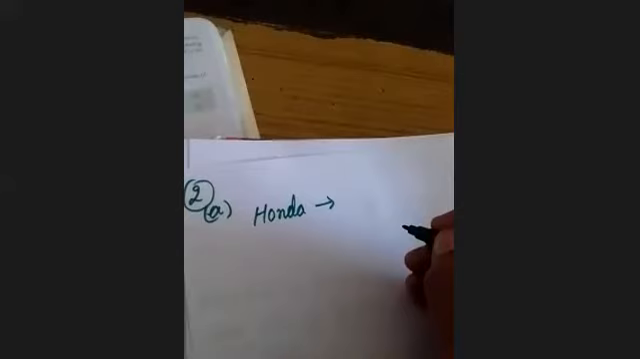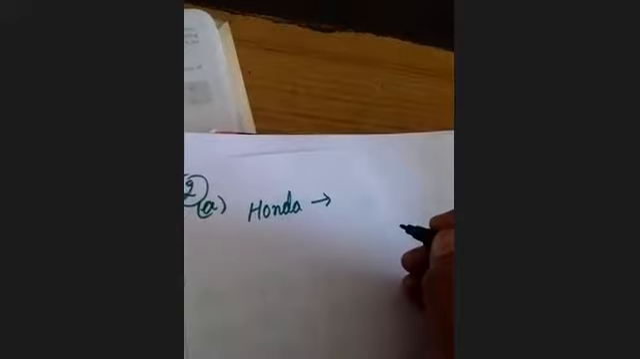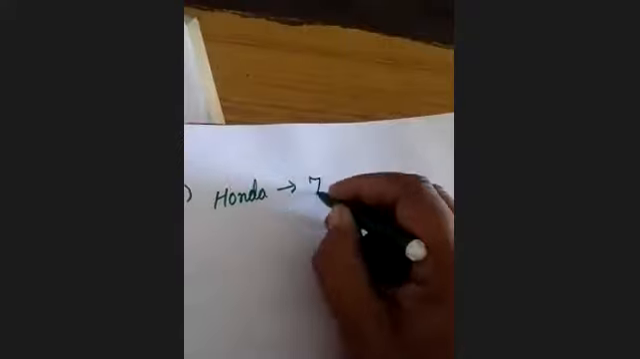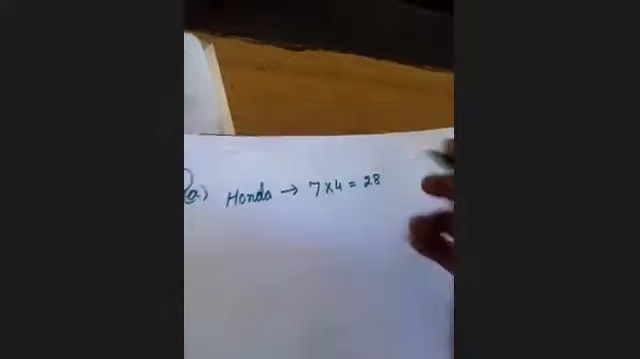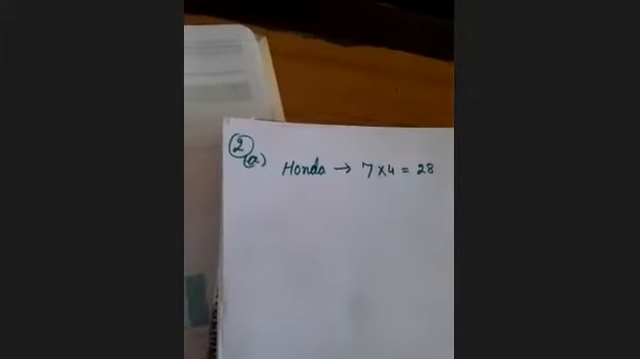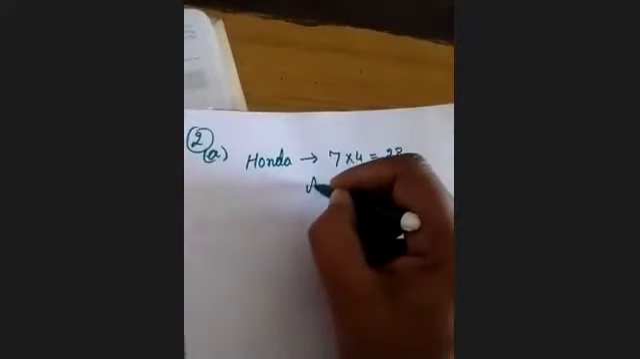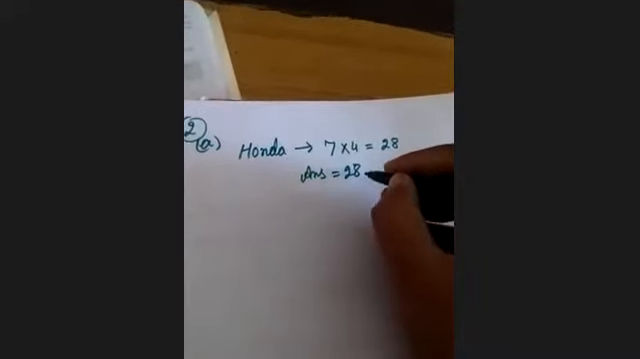In this column, we have 1, 2, 3, 4, 5, 6, 7. We have 7 pictures. 7 into 4 is 28. 28 staff members use this brand. So the answer is 28 staff members.